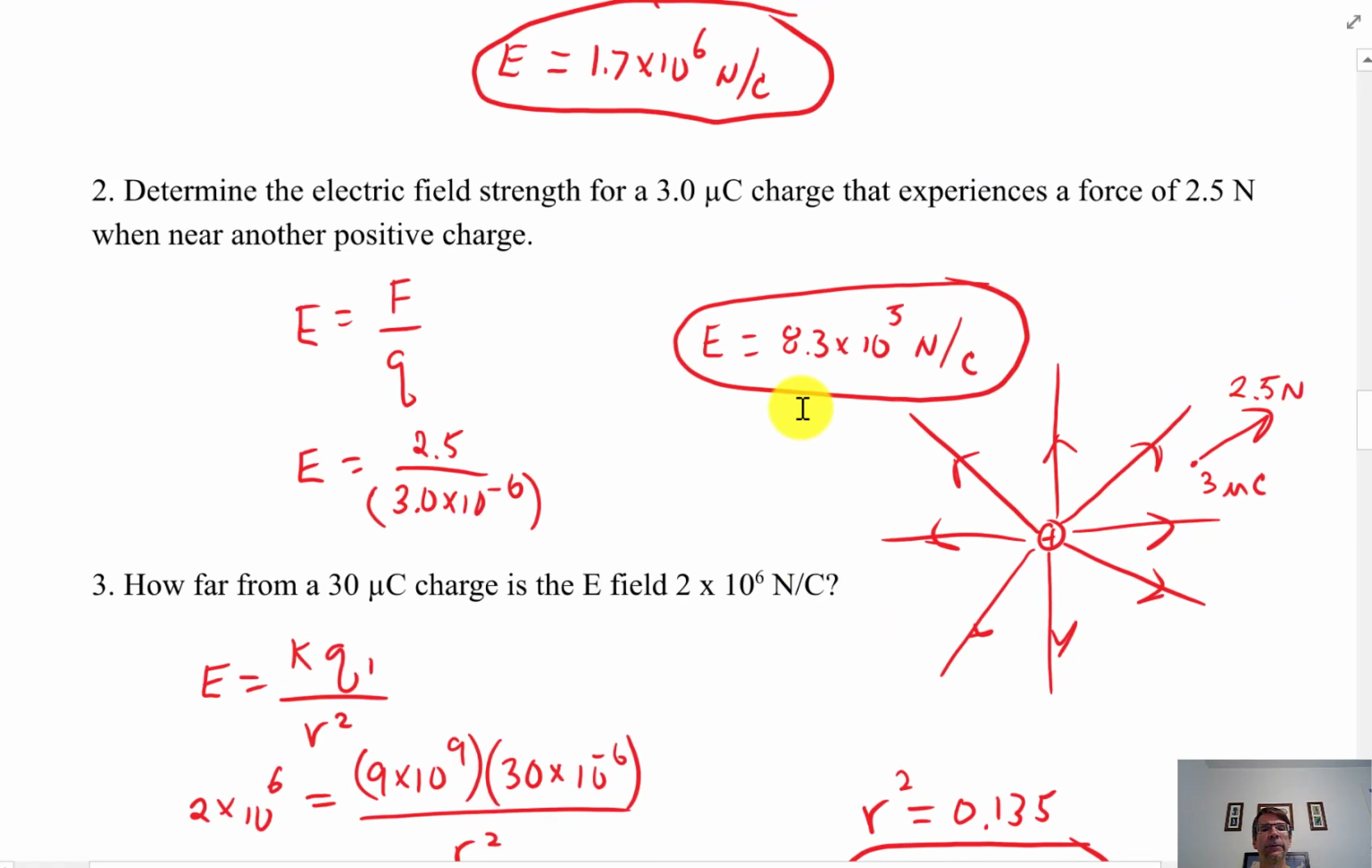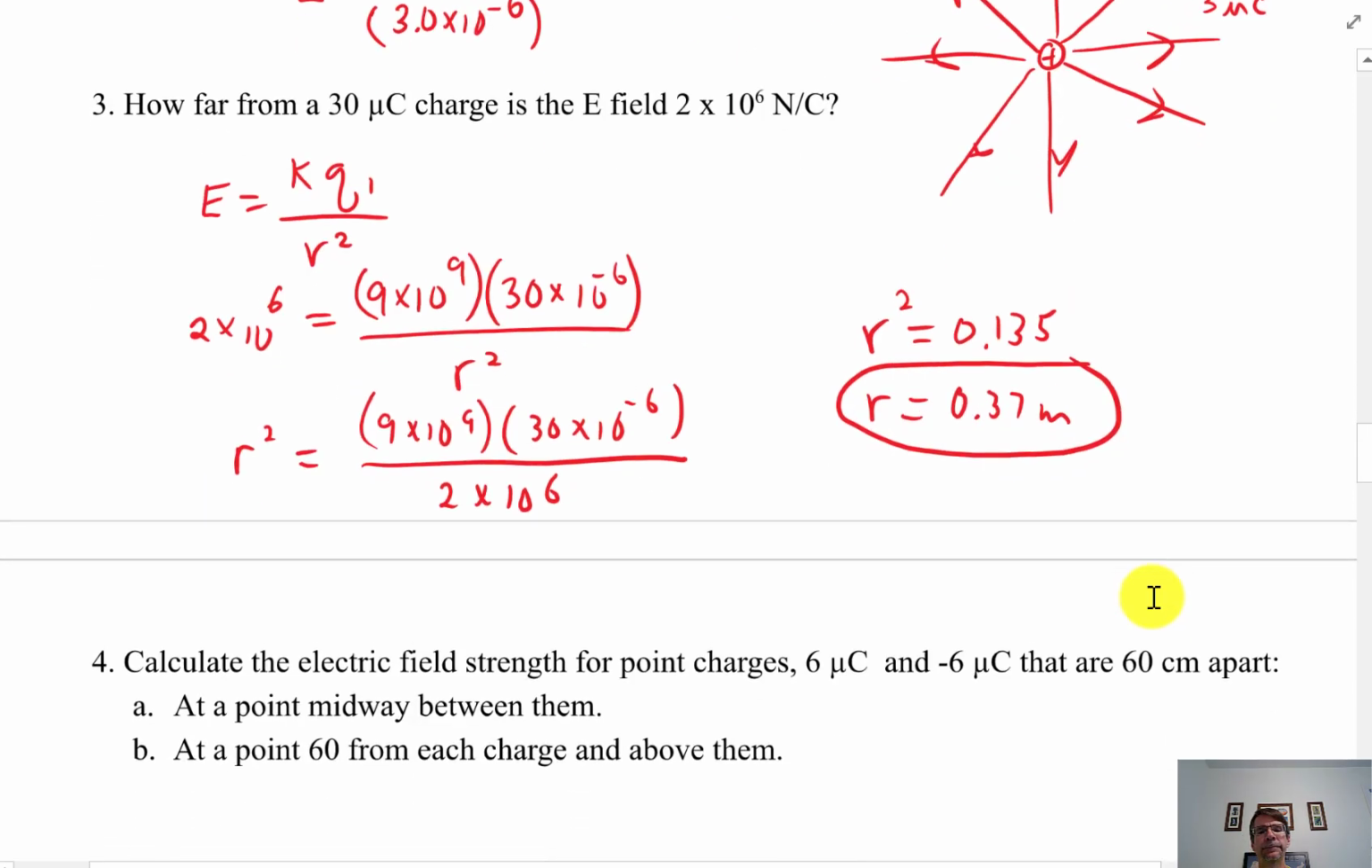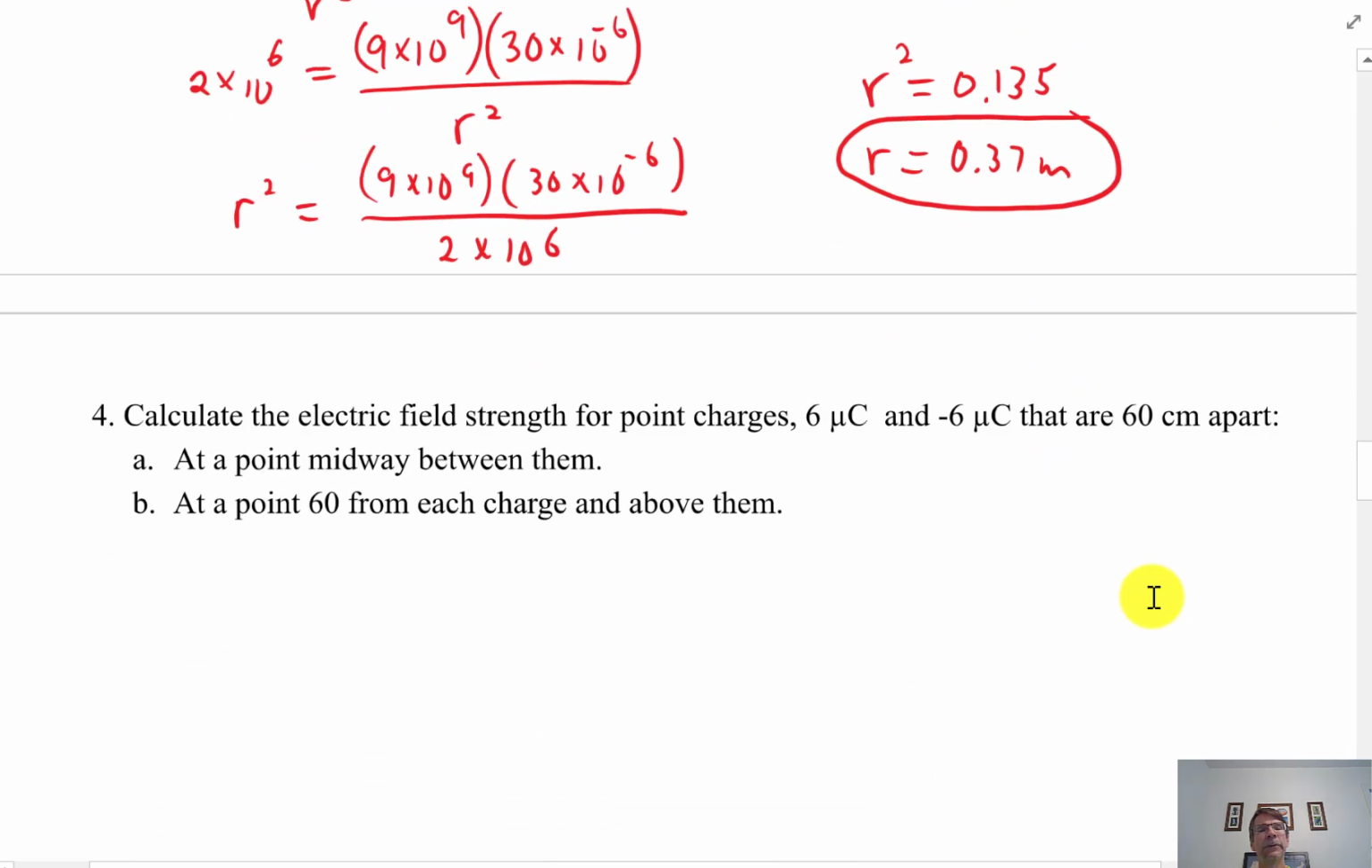And in number 2, we knew there was a charge in the field. The 3 microcoulomb charge was in the field, but here it just says the field is this at that distance, or at what distance would the field be that. There may or may not be some charge at that location. Okay, number 4.